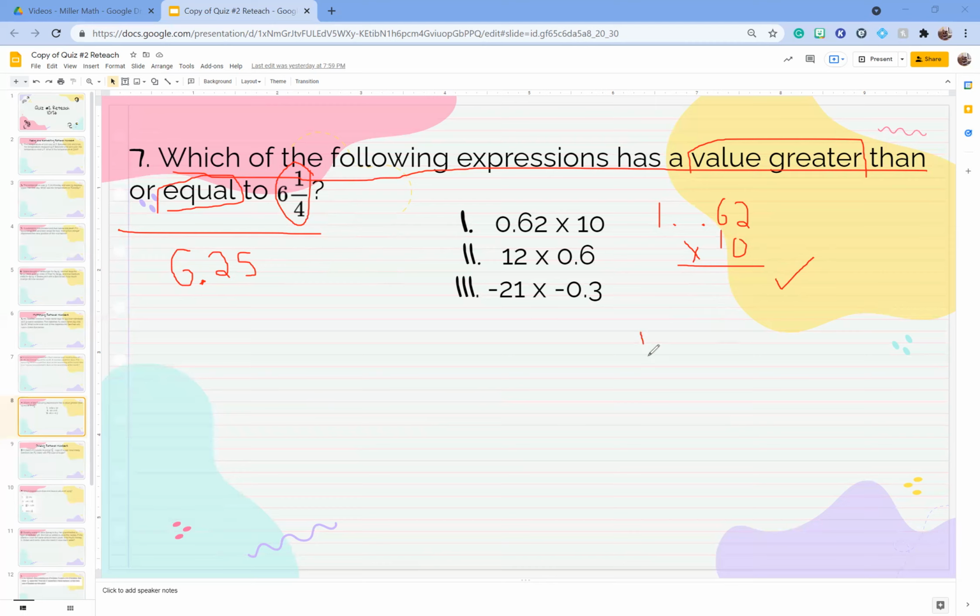We do the exact same things with our other options. 12 times 0.6. Don't forget the decimal. If it's right or wrong, write a check mark or an X. Same thing up here, check mark or an X. And do the same thing with number 3. Negative 21 times negative 0.3. If it's right, write a check. If it's wrong, write an X. And then when you're done, check to see if one, more, or none of these are right.